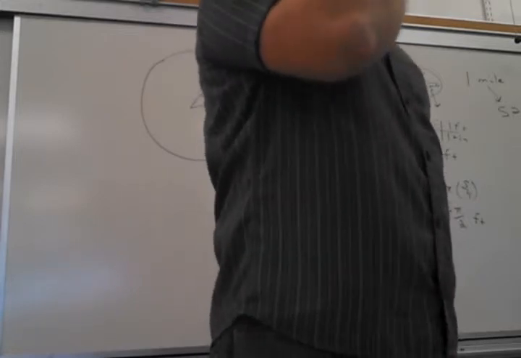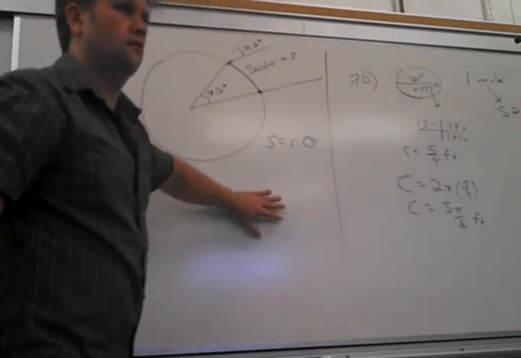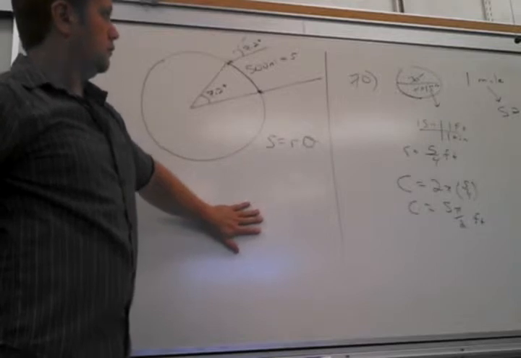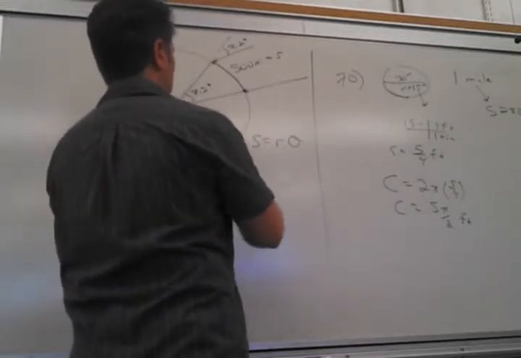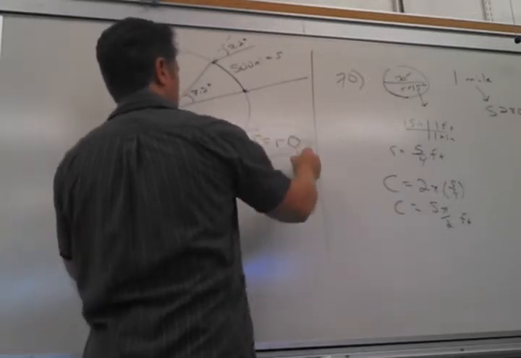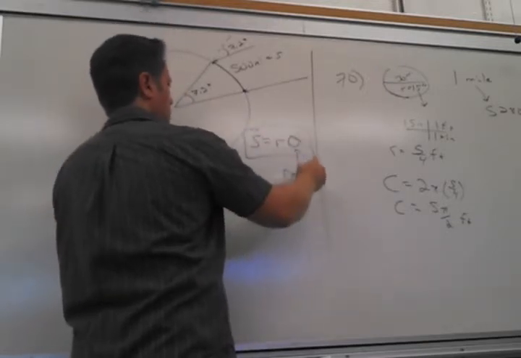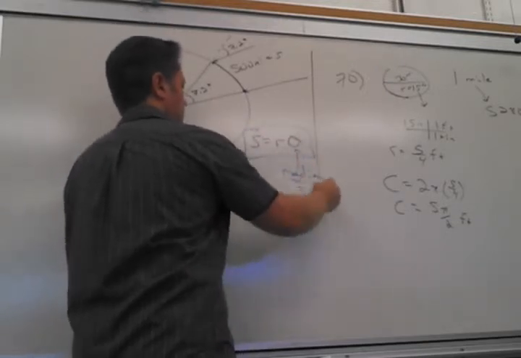Before you plug it in to find out the radius, you have to convert the degrees into radians. Totally, thank you. So to use this equation, the angle has to always be in radians. Cool.